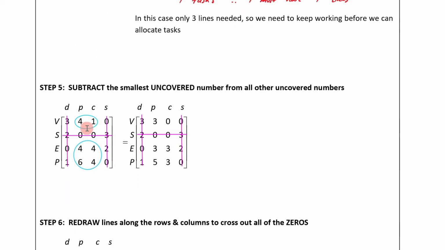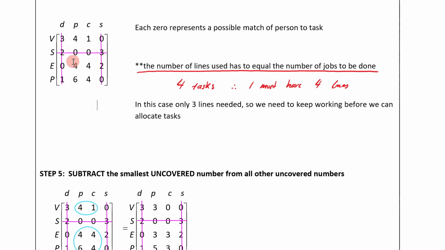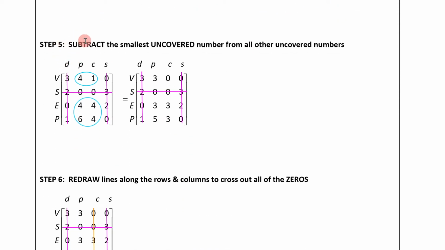Okay, step 5. And remember, we're doing step 5 because we didn't get 4 lines. So step 5 says subtract the smallest uncovered number from all other uncovered numbers. Okay, so my uncovered numbers are 4 and 1 and 4, 4, 6, and 4. So my smallest number there is going to be 1. So that means I want to subtract this 1 from all the other uncovered numbers. So 4 minus 1 is 3. 1 minus 1 is 0. 4 minus 1 is 3.